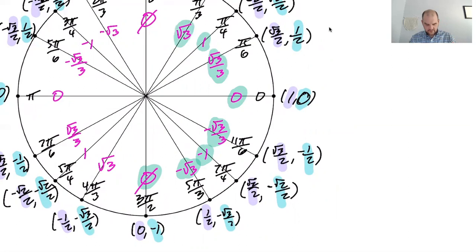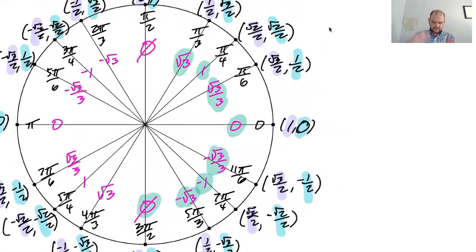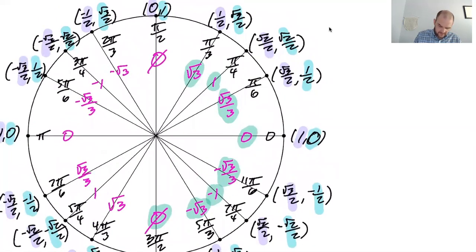So we went from undefined, negative root 3, negative 1, negative root 3 over 3, 0, and then just kept going with the positives. Once we get there, we kind of turn the corner, and we're here. So look along. We started here to here, and then we go here to here. Those are the same values.